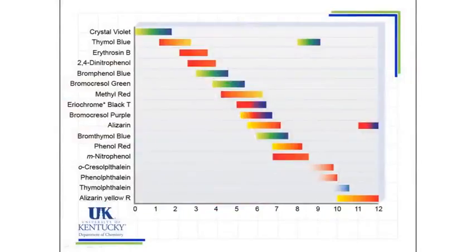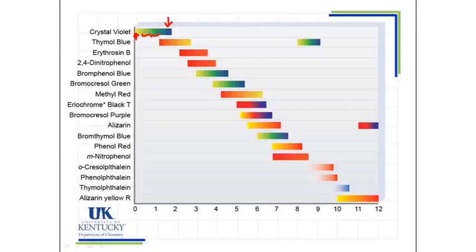Now this is just giving a whole array of various indicators and how they change color. And you see it's kind of a gradual thing. Maybe this is the acid form of this one and it's yellow. And this is the HIn or the In minus, the ionized form, and it's blue. There's going to be a significant range in here in the middle where it's green because you've got a little bit of both present.